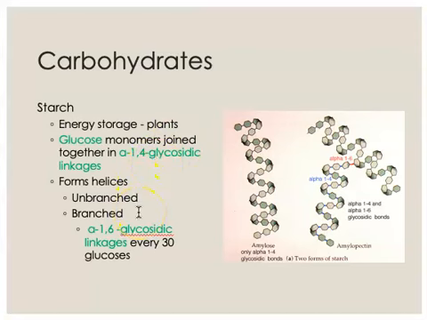This time, instead of having a branch come off every 10 glucoses, the branches come off every 30 glucoses. So it's much less branched than glycogen is. It's much less highly branched. And there are some helices that are completely unbranched.